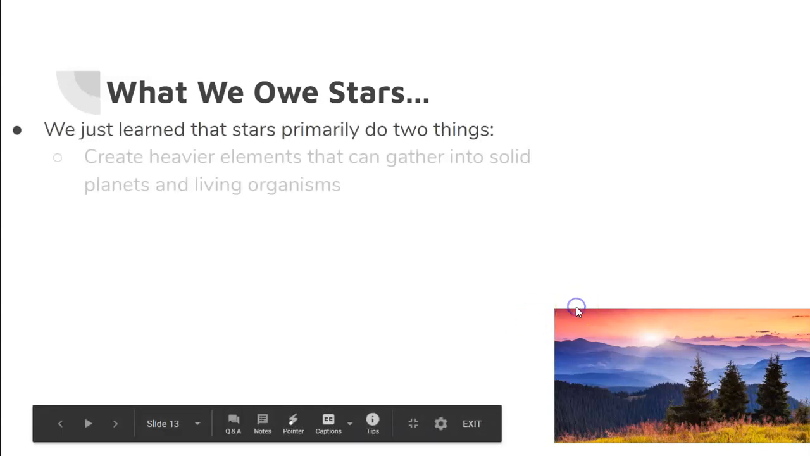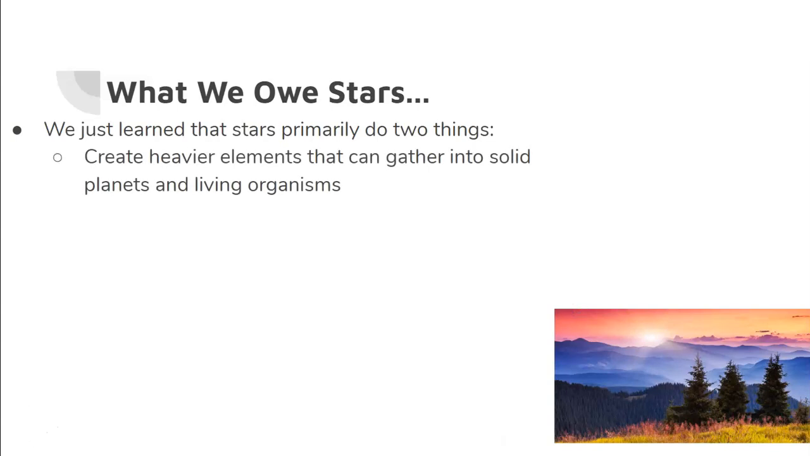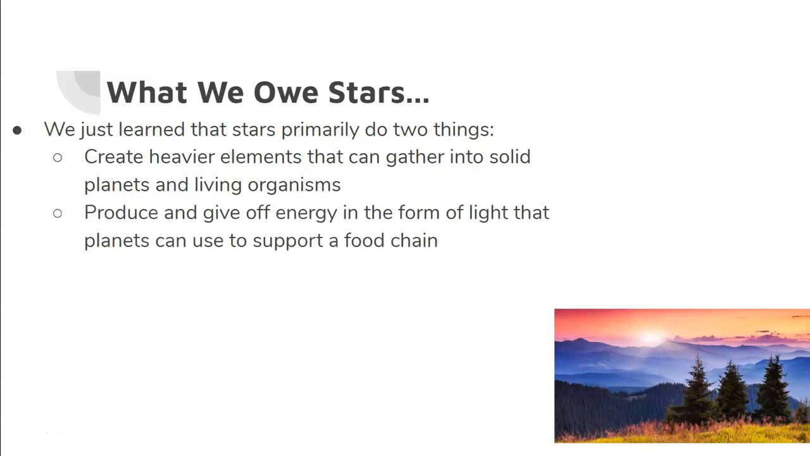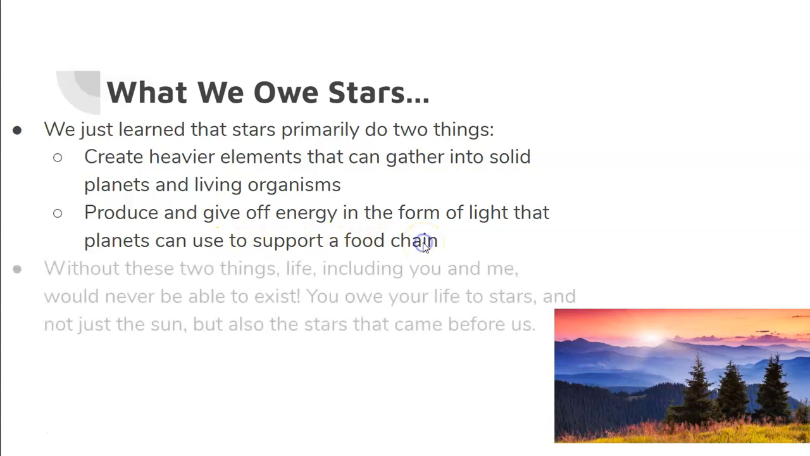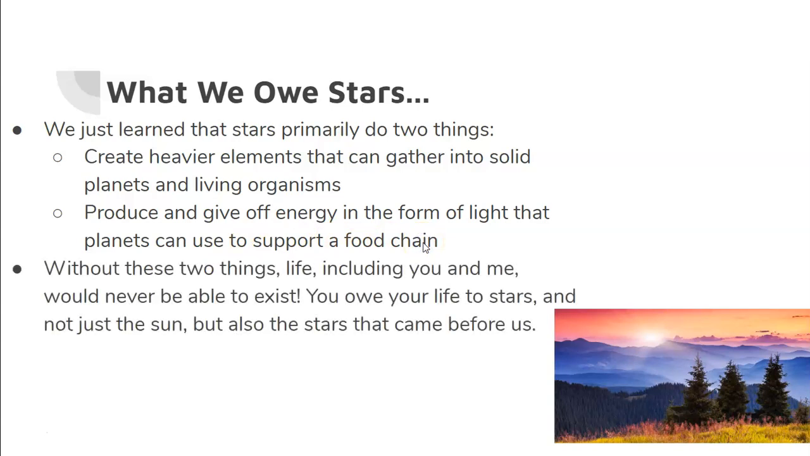So we just learned that stars primarily do two things. They create heavier elements that can gather into solid planets, living organisms, my desk in front of me, an apple pie. And they produce and give off energy in the form of light. That's a typo. That's supposed to say plants, not planets. But plants can use to support a food chain in an ecosystem. And so without these two things, life, including you and me, would not be able to exist. So we literally owe our life to stars.